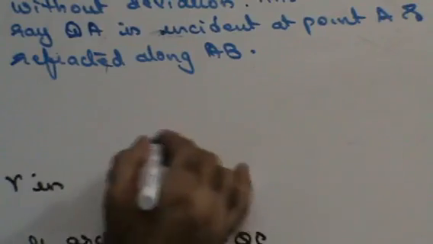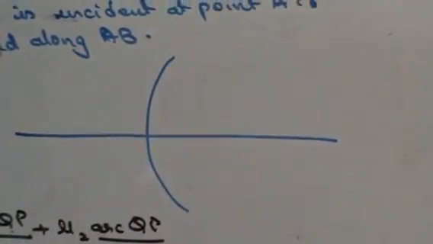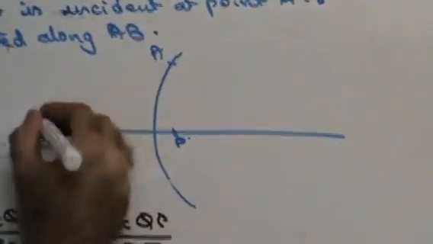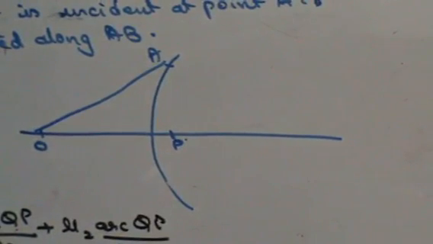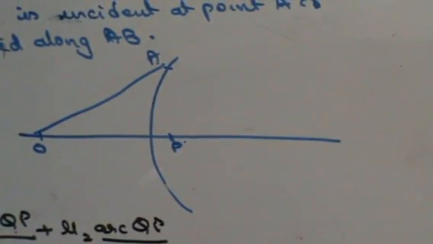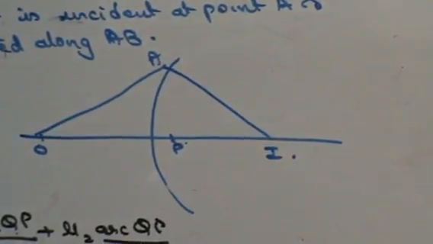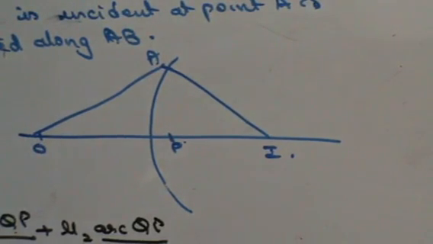Now if the other surface was absent, this ray would have travelled further, cutting the principal axis. We are assuming that only surface A is present. I am going to redraw the figure assuming that only surface A was present, right? This is O, this is my P, this is point A. Now if surface B was absent, then this ray would have further travelled, cutting the principal axis at say I. Thus I would have been the point where the image is formed.